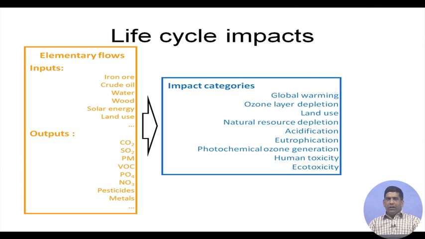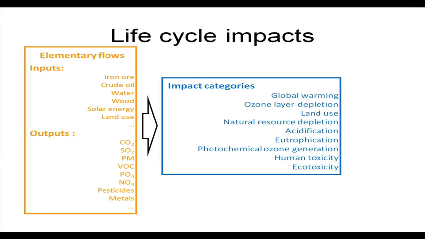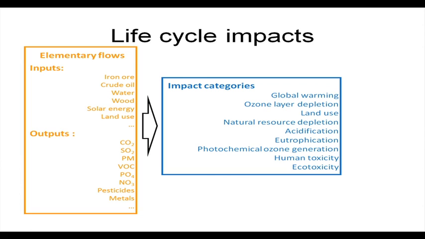Then we have ozone layer depletion because of the release of these greenhouse gases. We have this ozone layer. Why is the ozone layer important? Because the ozone layer protects us from exposure to radiation, like ultraviolet rays, which can have a negative impact on our body. So the ozone layer acts as a protection layer. Then change in land use, because of impact, there could be a change in land use.